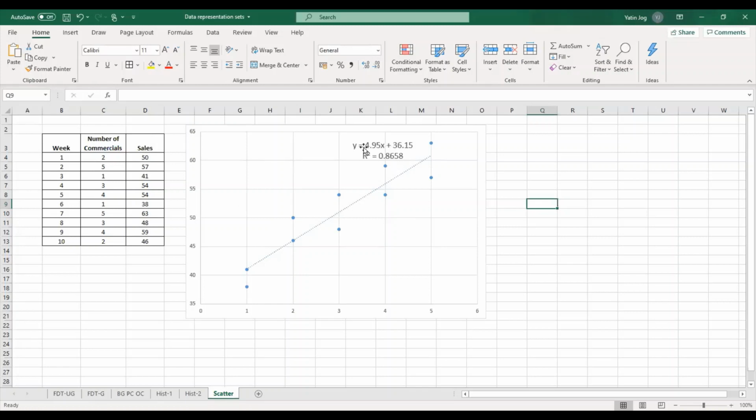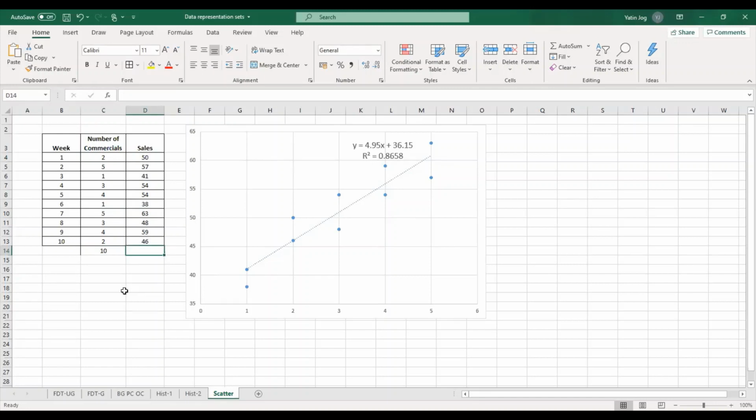Now, what is the use of this equation? Y equal to 4.95x plus 36.50. What is the use of this equation? Again, we'll try to predict something which is not available with us. I know that if I release 2 commercials, then what sales I get. I know what if I release 5 commercials, what sales I get. So I want to know if I release 10 commercials, what kind of product sell I can expect.